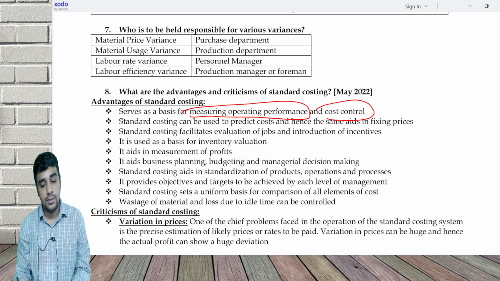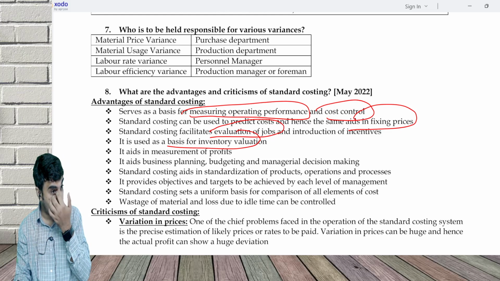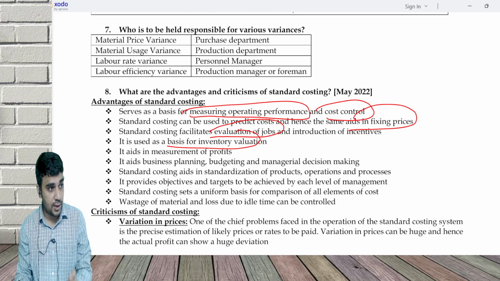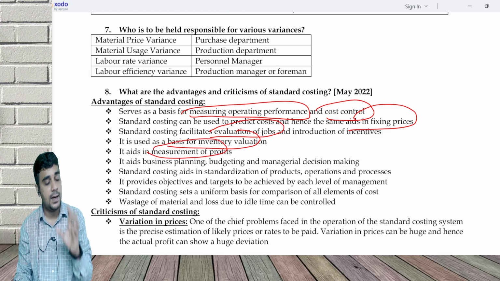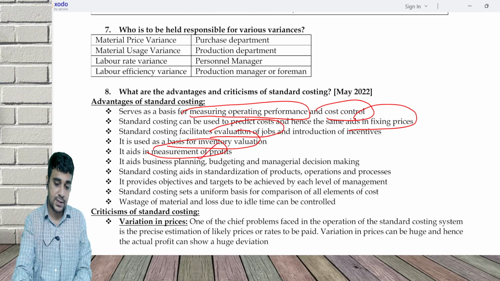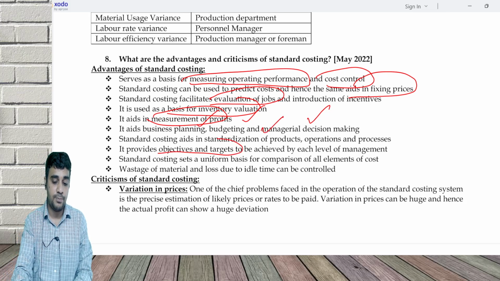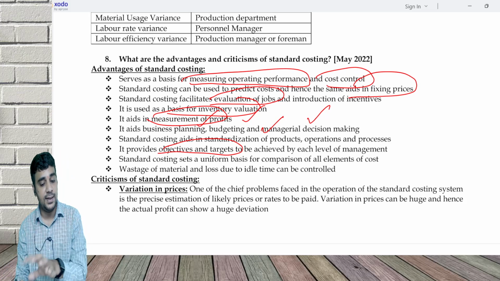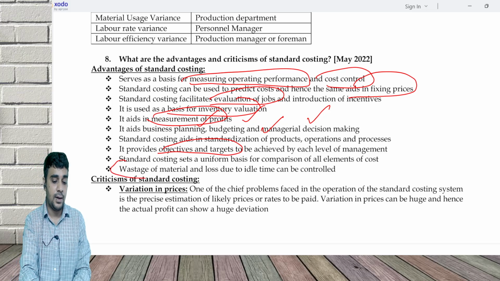Predict cost, hence fix the price. Evaluation of jobs, inventory valuation. We did one problem, 960 units into 33.60, with this standard costing understanding. Measurement of profits: basically it will give you guidance and help you in taking corrective action. These are the two important points. It aids in business planning, budgeting, managerial decision making, standardization, and provides objectives and targets that become guidance for the employee. Uniform basis for comparison, wastage and all can be controlled.